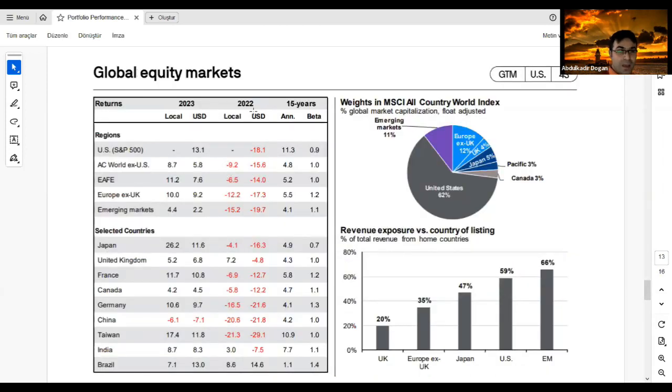Global equity market: as you see on the left-hand side, we have US S&P 500, Europe excluding United Kingdom, emerging market, and selected countries here: Japan, United Kingdom, France, Canada, Germany, China, Taiwan, India, and Brazil. Generally, if we take a look at their average, emerging market has a lower return in the local currency.